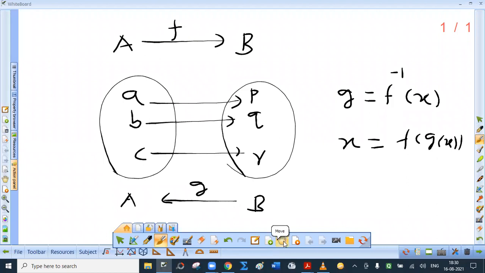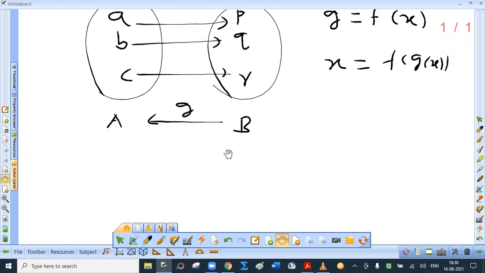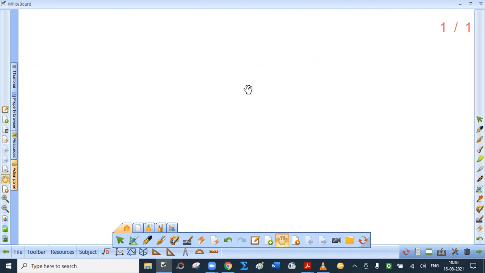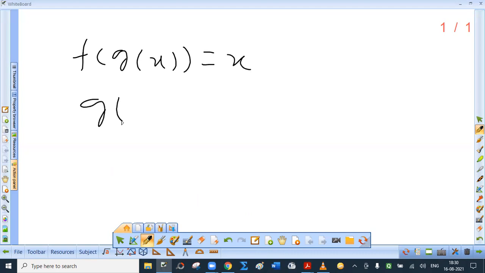So when you are asked to examine whether the two given functions are inverses of each other, what will you do? You will verify whether f of g of x is x and g of f of x is also x.